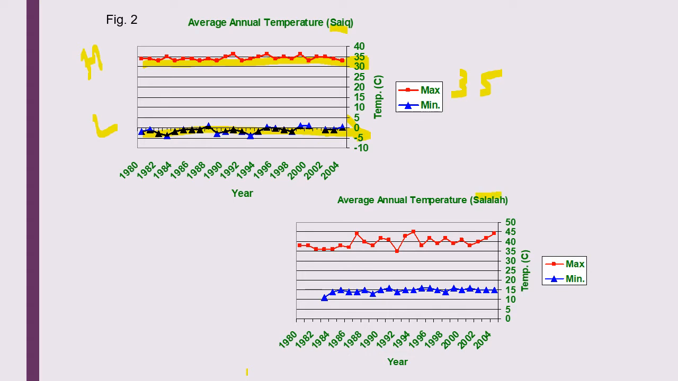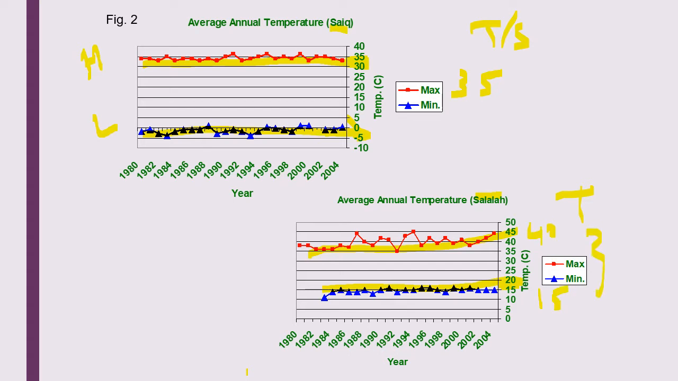When you look at Salalah, Salalah is tropical. So this is basically temperate to subtropical. This is usually classified as tropical. You can see the temperature here is much higher, and the band narrows. It can reach 45 actually, but on average it is about 40. On average here about 15.